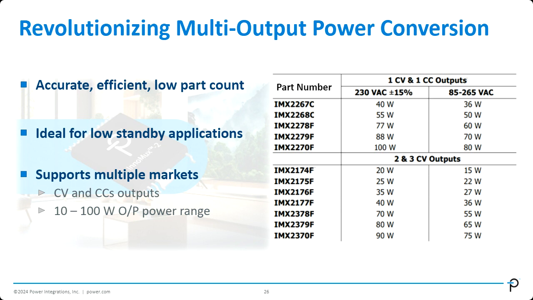Due to its very unique single-stage flyback architecture, it is very suitable for applications with low standby requirements. And we can support many different applications, including constant voltage and constant current outputs. And the power range is up to 100 watts. So that's the end of the presentation. I'll hand it back to Colin for any questions to be asked.